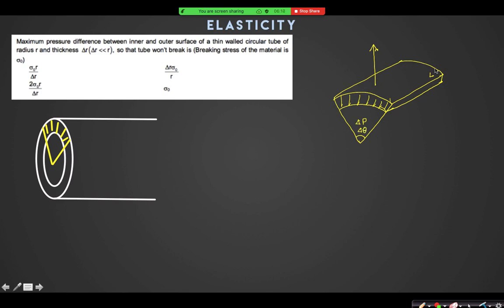then can I assume this area in a rectangular shape? Can I assume this area to be a rectangular shape? The length of this rectangle is L and this width is R into delta theta. Yes or no? So the force by the excess pressure is delta P multiplied by R L into delta theta.